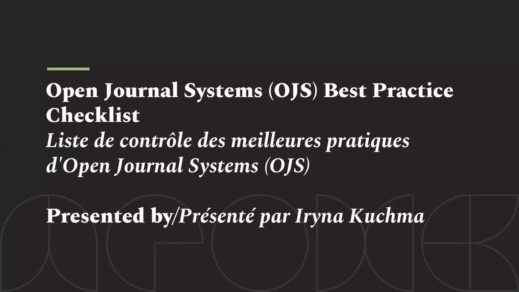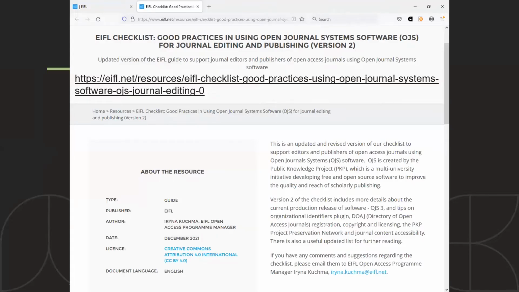As Irina was unable to attend due to the current situation in Ukraine, I will shortly present her slides. One of the most recent resources produced by EIFL is a checklist to support editors and publishers in open access journals using OJS software. This checklist could be used by journals to check where they are and get practical advice on how to implement certain changes.